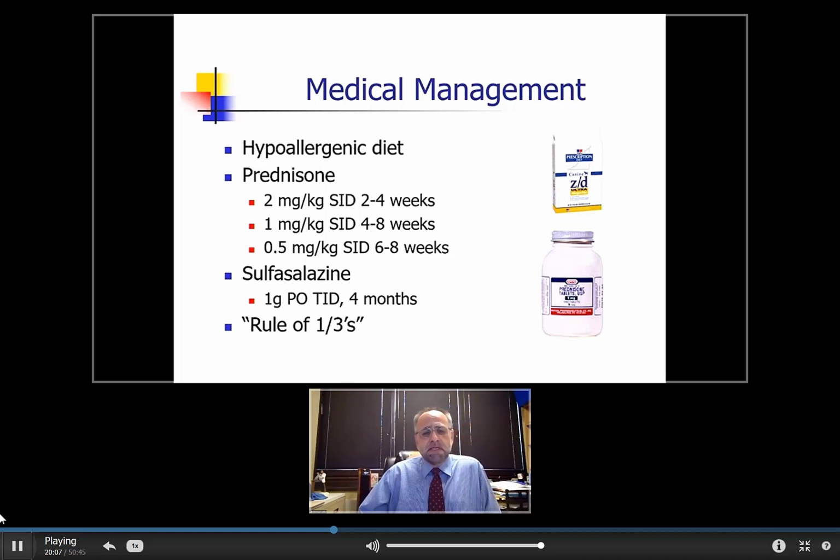A lot of times we will put these patients on sulfasalazine as well. And the rule of thirds means that with this type of therapy, with prednisone and a hypoallergenic diet treatment, a third of the patients will respond to it. A third of the patients won't respond, but certainly won't get worse. And a third of the patients get worse despite it. So really, the likelihood that this type of therapy is going to work for these patients is actually low.